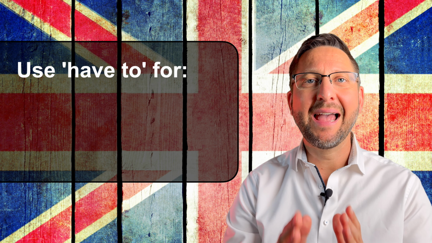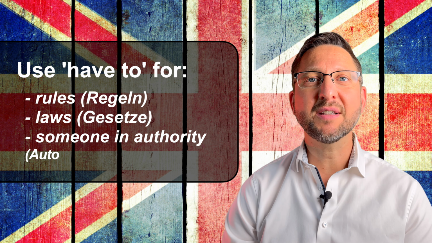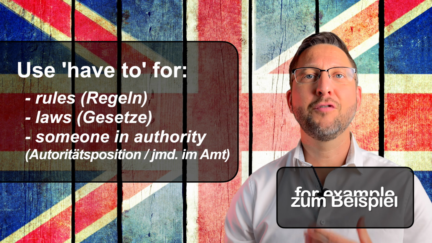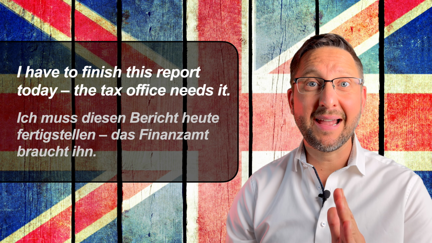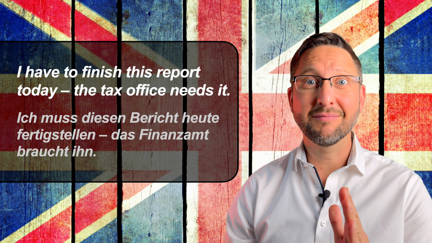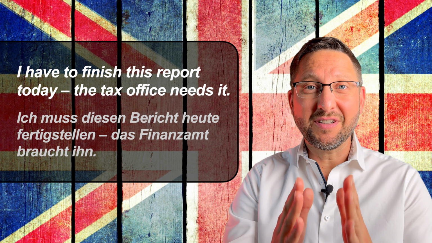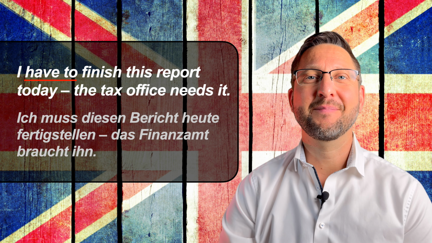Okay, let's go a bit deeper with have to, the rule follower. What are the grammar rules behind have to? We often use have to for rules, laws, or when someone in authority tells us to do something. For example, I have to finish this report today. The tax office needs it. Okay, so there's a rule, a law. The tax office needs this report, and so I have to finish it.